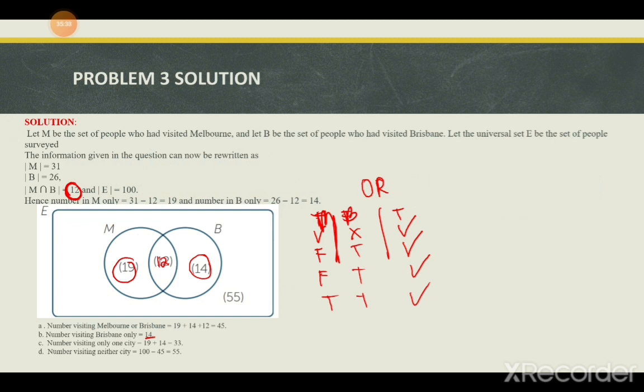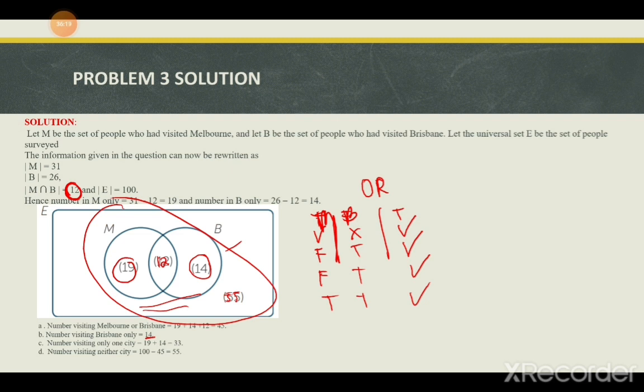Okay? So therefore, yung nag-respond lang na bumisita sa either of the cities are 45, and the rest, hindi na sila pumunta. Therefore, they are outside your two diagrams. Yung 55 na to, kasali sila sa buong tao na sinurvey mo. Only 45 responded. Okay? So therefore, number visiting neither of the city, yung mga hindi nag-visit sa city, is 100 minus the total number of people who visited each of the city.